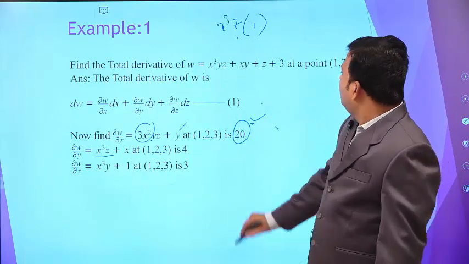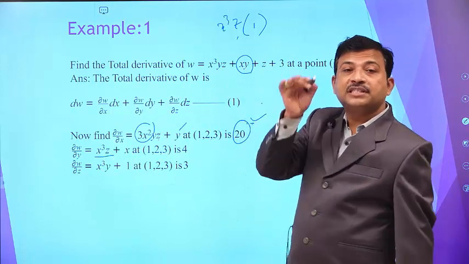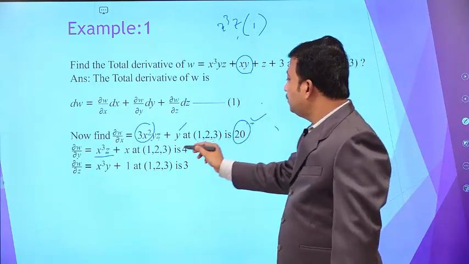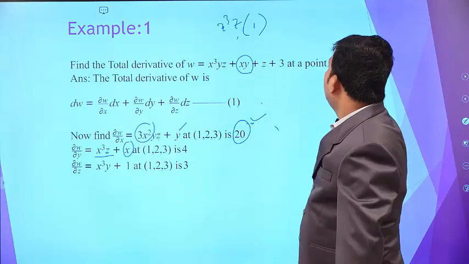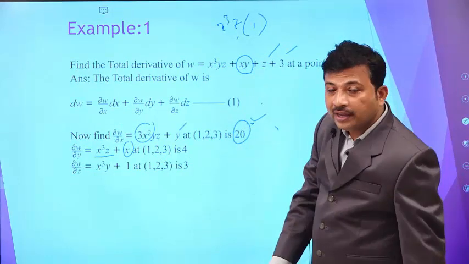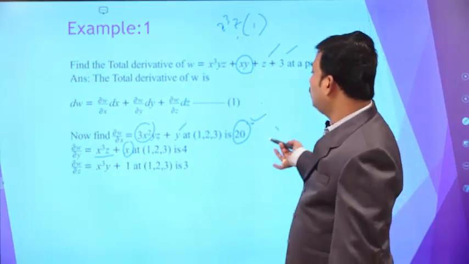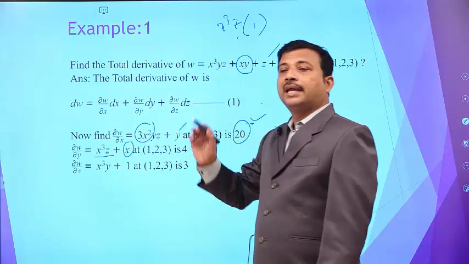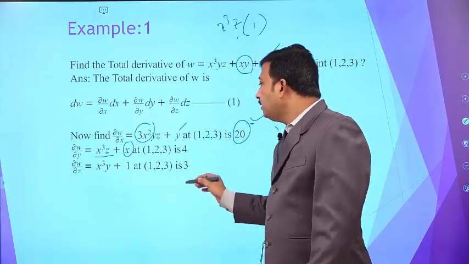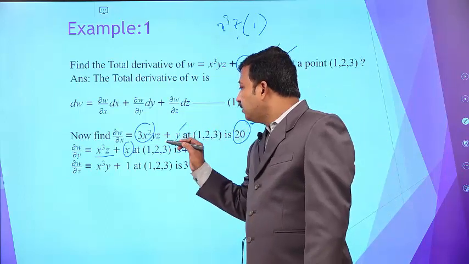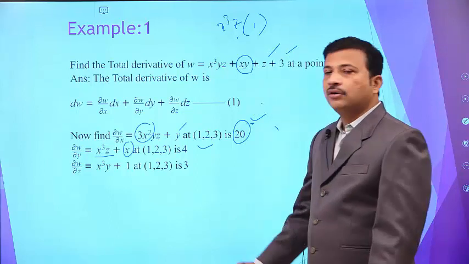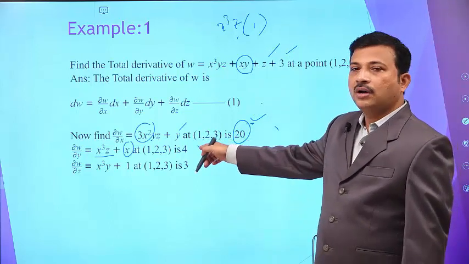Is it clear? Now xy, you are differentiating with respect to y. So x is constant and derivative of y is 1. So we get only x. z is constant with respect to y. 3 is constant with respect to y. So we get 0. So we have x cube z plus x at (1, 2, 3). Put (1, 2, 3): x equal to 1, y equal to 2, z equal to 3. So we will get ∂w/∂y equal to 4 at (1, 2, 3).